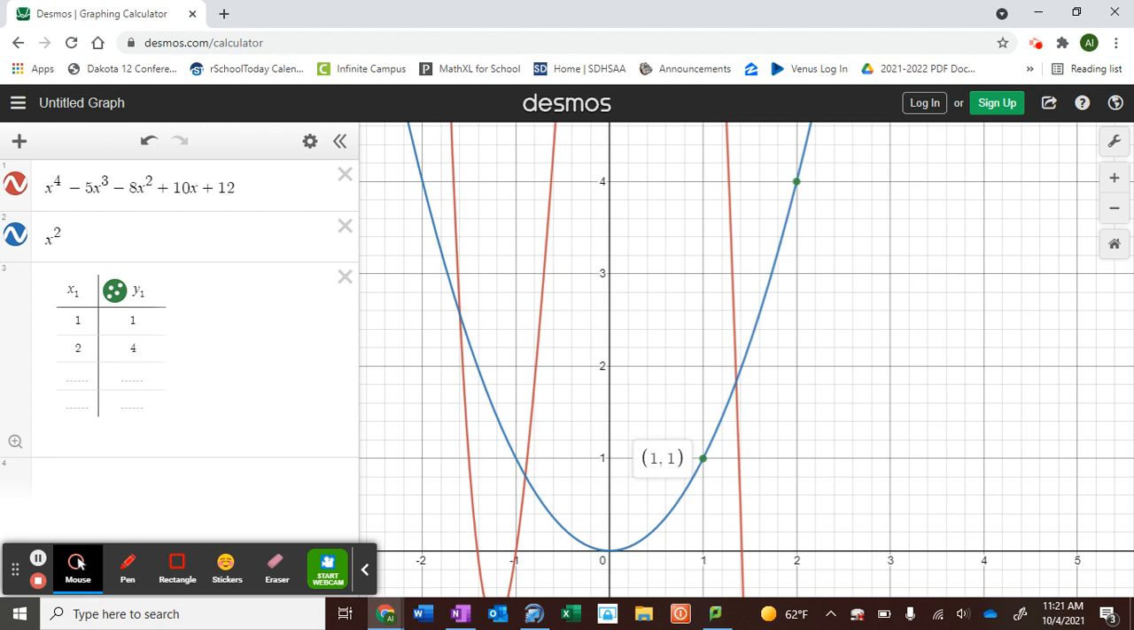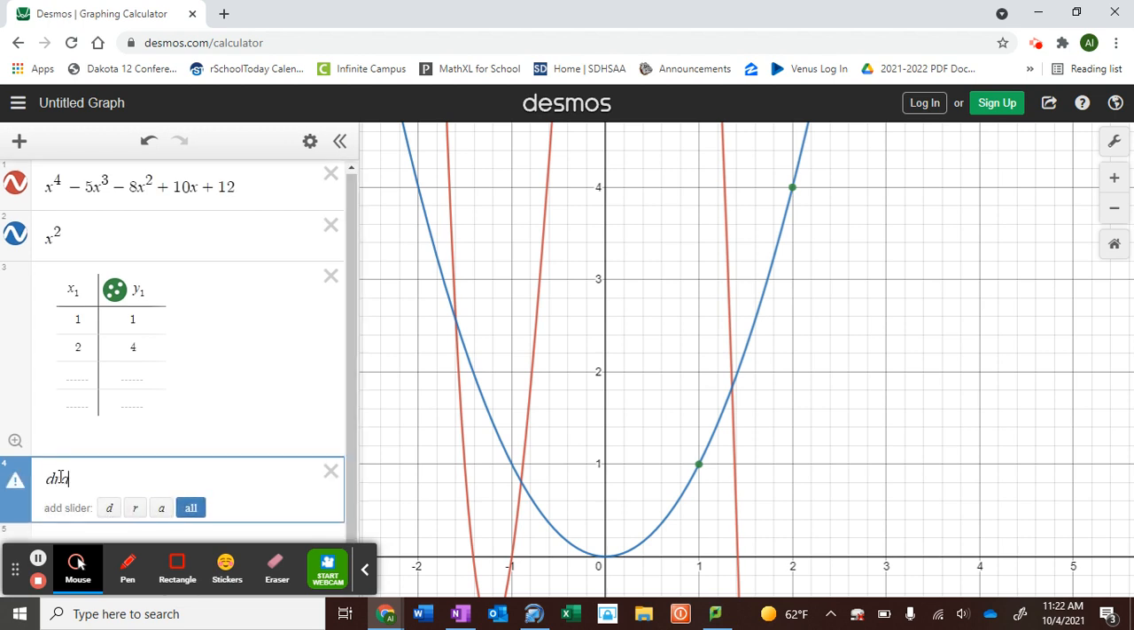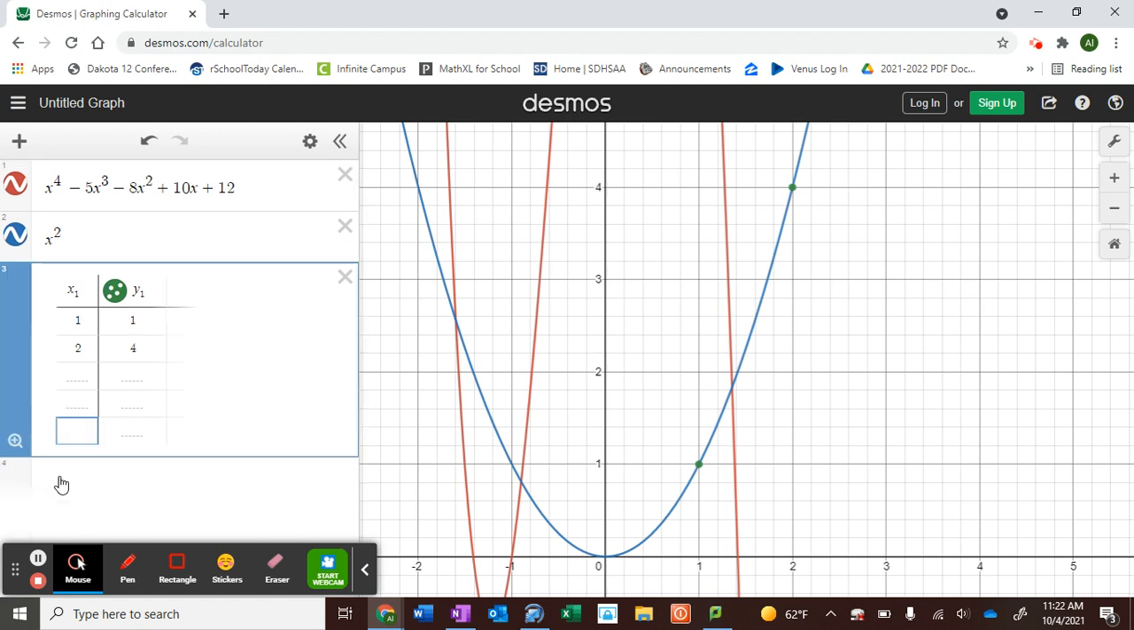Now, if I could draw a line from there, I wonder if I can draw a line on Desmos. Let's see. Draw. No, I can't draw.